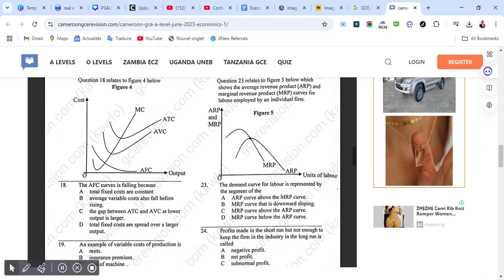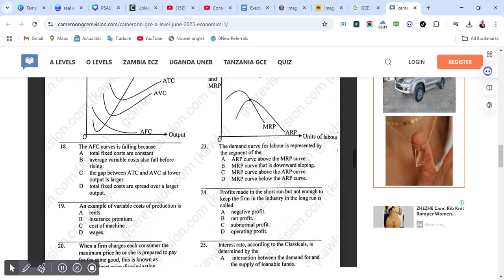Question 18 relates to figure 4 below. So they give us this diagram. The AFC curve is falling because, the correct answer is A, total fixed costs are constant. So total fixed cost is constant. 19. An example of variable cost of production is, the correct answer is C, cost of machine.